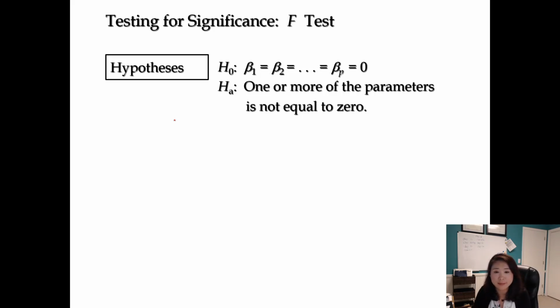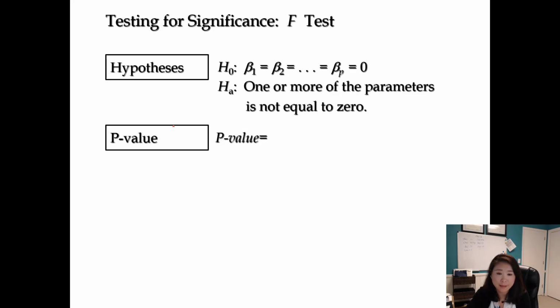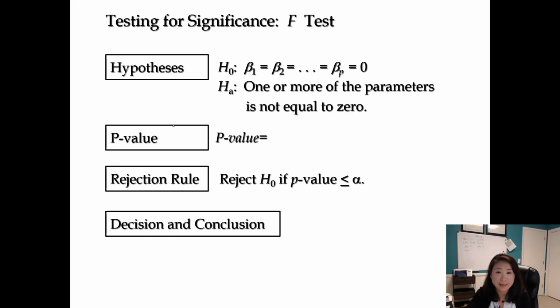So, similar first step. And the second step, finding the p-value from Excel. Third step, the same rejection rule we learned from the simple linear regression model.